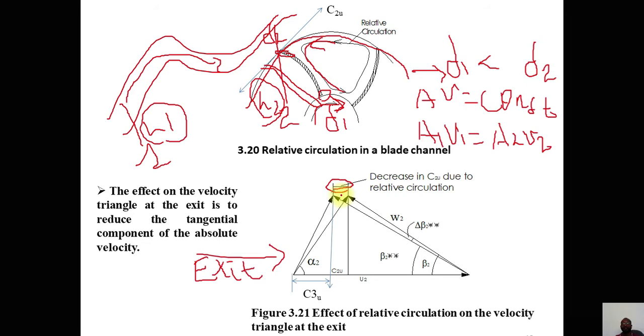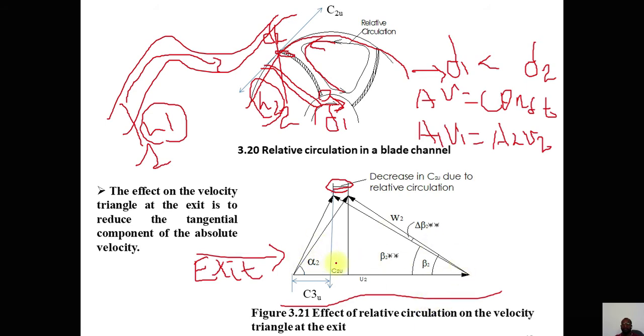Therefore, if you take relative circulations, the influence of relative circulation is only at the exit side. No influence at the inlet side. At any inlet side, no influence is present. If you take the velocity triangle at the exit, that's why I put here the velocity triangle configuration at the exit side only.